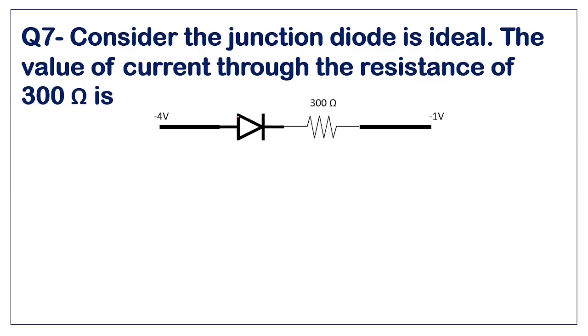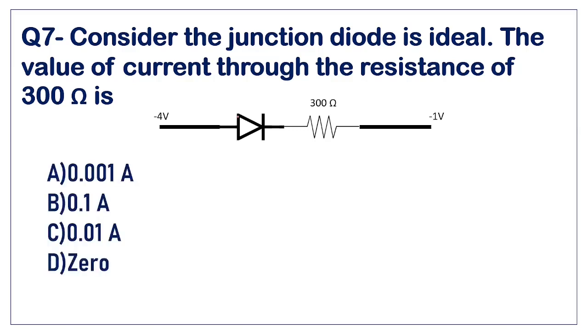Question number 7. Consider the junction diode is ideal. What is the value of the current through the resistance of 300 ohms? So here options are 0.001 ampere, 0.1 ampere, 0.01 ampere, and 0. Now if you see the arrangement of the circuit, here we have minus 4 volt, and here we have minus 1 volt.